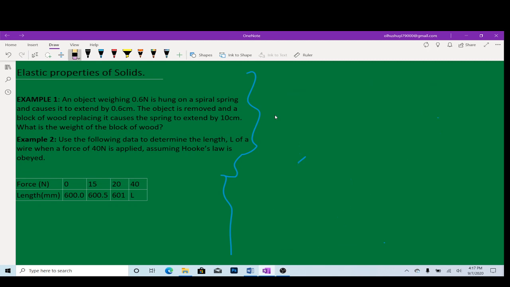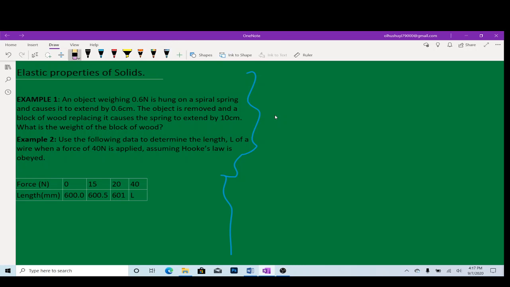We have question 1. An object weighing 0.6 Newton is hung on a spiral spring and causes it to extend by 0.6 centimeter. The object is removed and a block of wood replacing it causes the spring to extend by 10 centimeter. What is the weight of the block of wood?